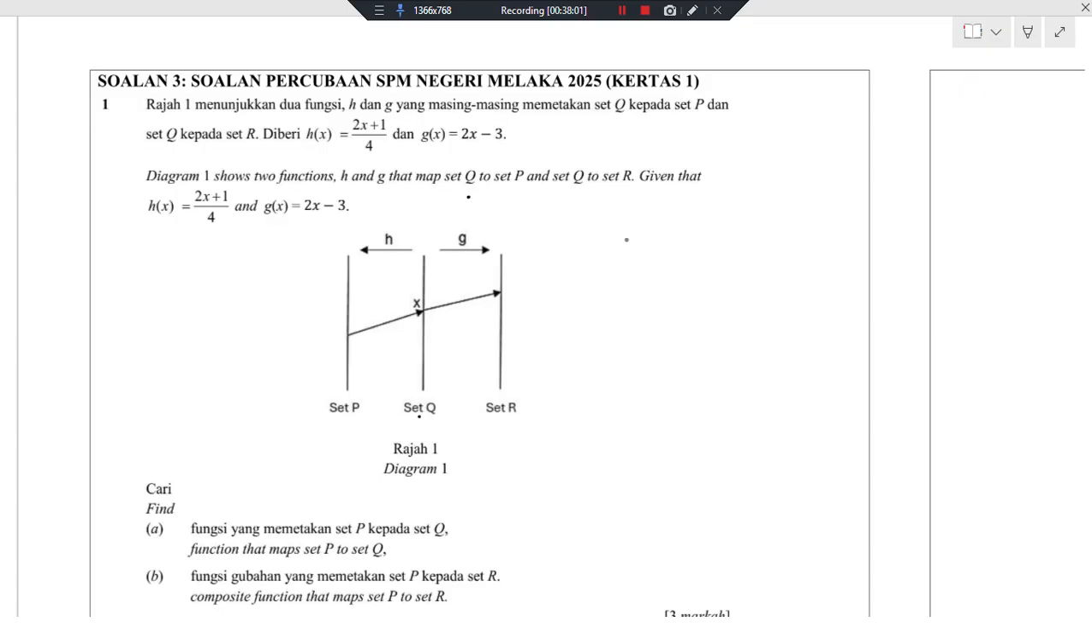And then, apa yang dia cuba bagi tahu? What is set P to set Q? Find the function set P to set Q and then composite function P to R.